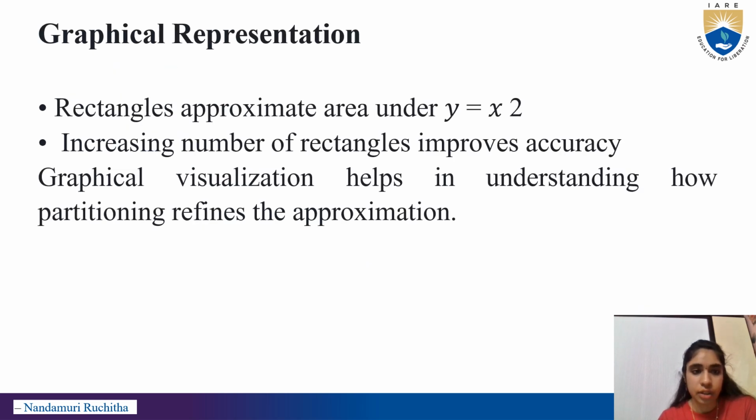Next, graphical representation of the Riemann sum. Rectangles approximate the area under y = x squared. Increasing the number of rectangles improves accuracy. Graphical visualization helps in understanding how partitioning refines the approximation.